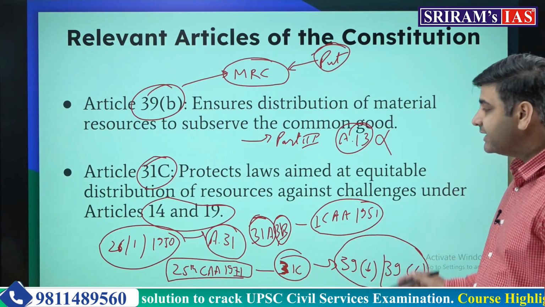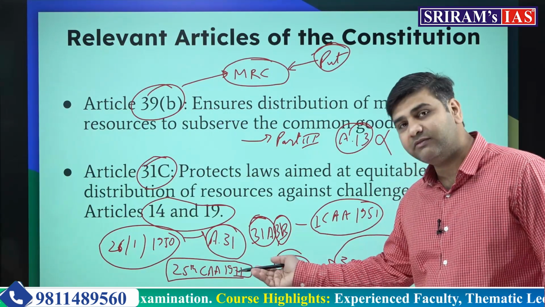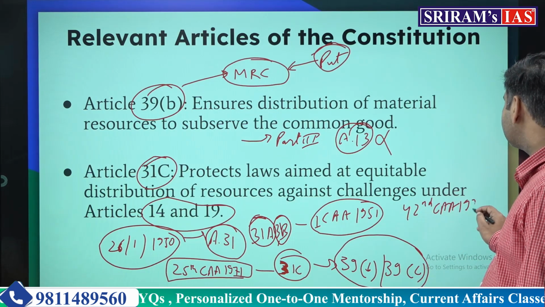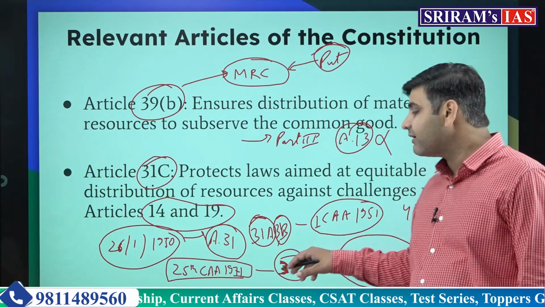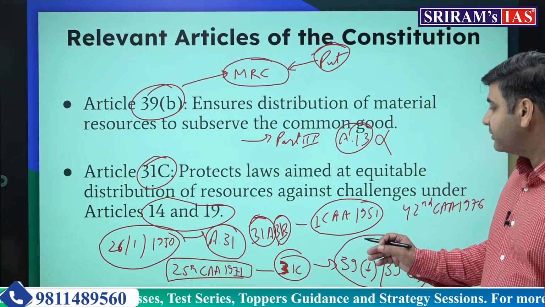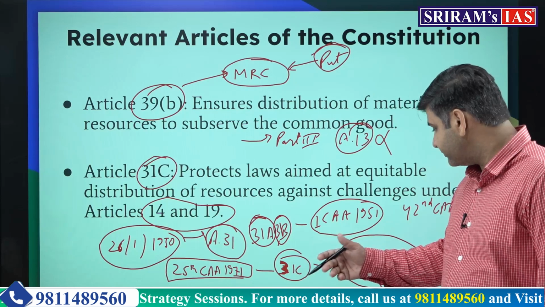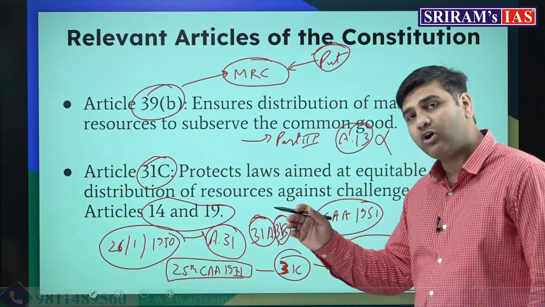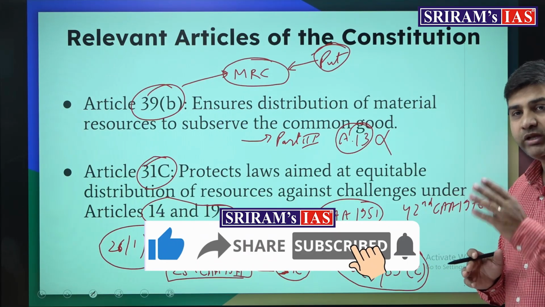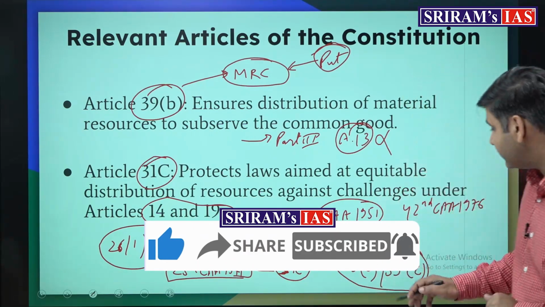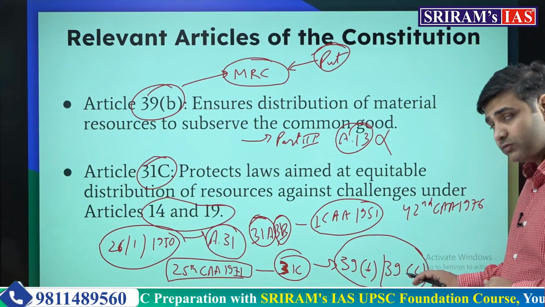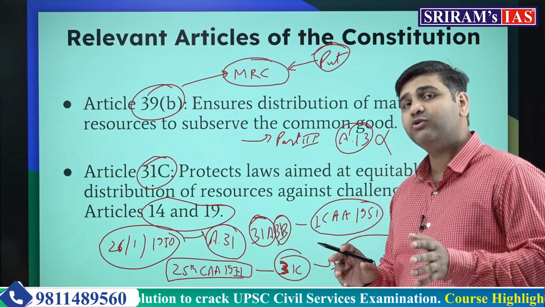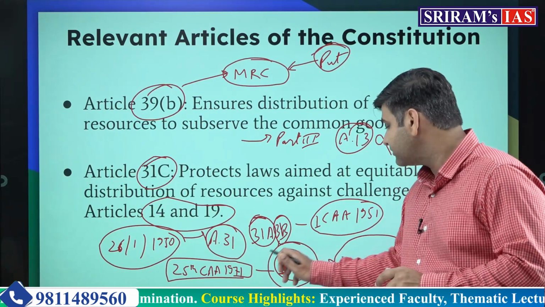Then what happened? Then came 1976. Now from 1951 we have moved to 1971, and then comes 1976, the 42nd Constitutional Amendment Act of 1976. It extended the scope of Article 31C and said that in order to implement all the directive principles of state policy, 31C will protect all of them. That simply means any decision taken by the government to implement any directive principle of state policy, not only 39B or 39C, but any directive principle, will be protected by Article 31C.